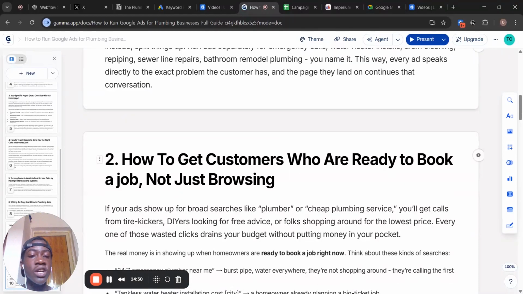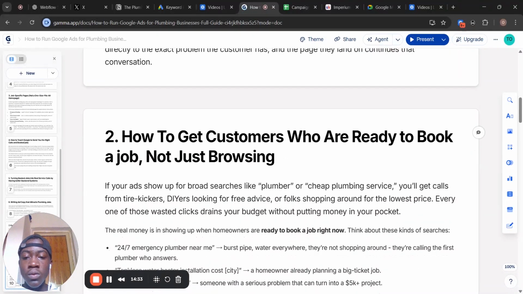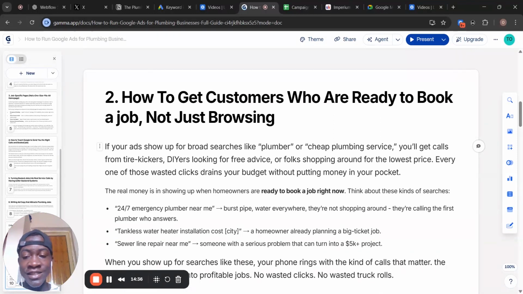So number two is how to get customers who are ready to book a job, not just browsing. What I see in these plumbing campaigns is that your targeting is really, really broad. And what you have to understand in Google search ads is that keywords are pretty much the targeting. If your keywords are really bad and generic, your ads are going to reach a broad audience that doesn't really need your service, and they might be looking for something related to plumbing but not plumbing services that you can offer them. If you go after broad searches like plumber or cheap plumbing service, you get calls from tire kickers.